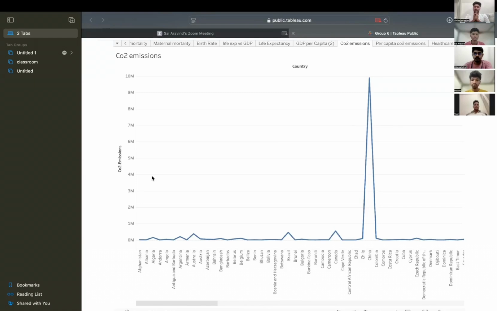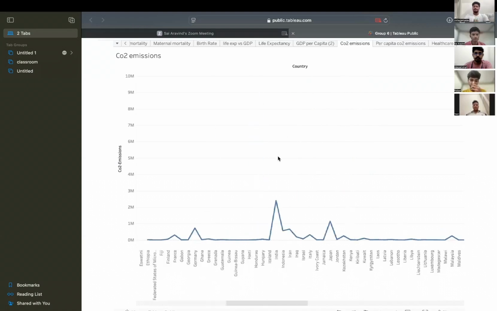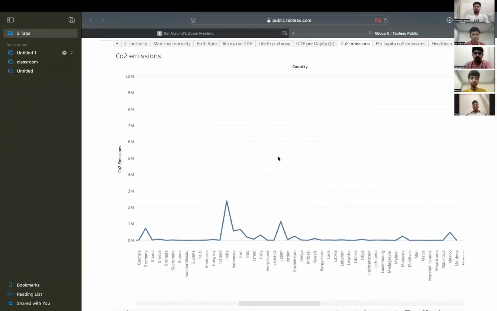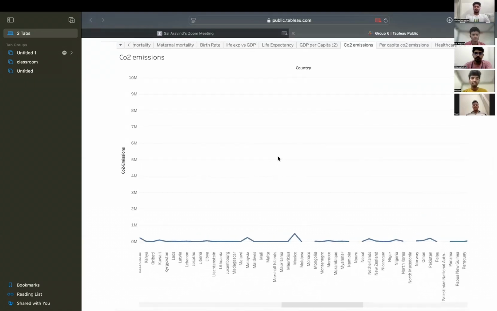So I'll be talking about this graph showing CO2 emissions by each country in million tons. As you can see around the graph, there are only some very big producers of CO2 emissions. I mean, it seems to be so.